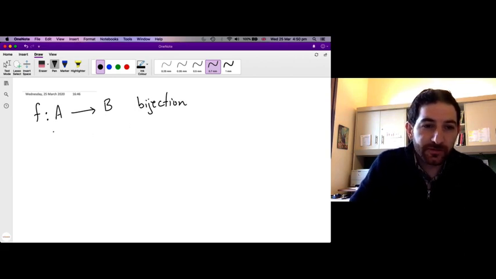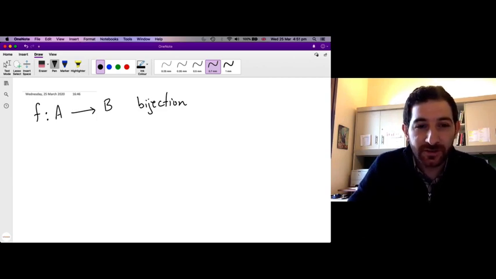First, let's recall what is a function. A is a set and B is a set, and f is the function. We call A the domain of the function, B the codomain of the function, and the function is an assignment which assigns to every element in A one and only one element in B. So this is what a function is. It's an assignment, it's a rule, it's a machine which for every input element from A produces one and only one element in B.